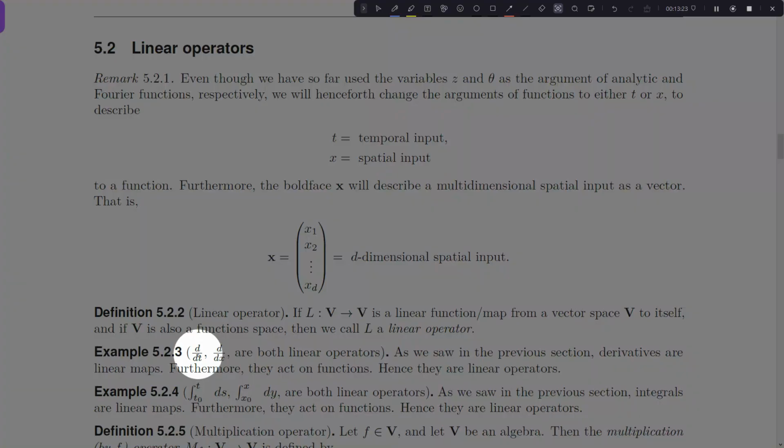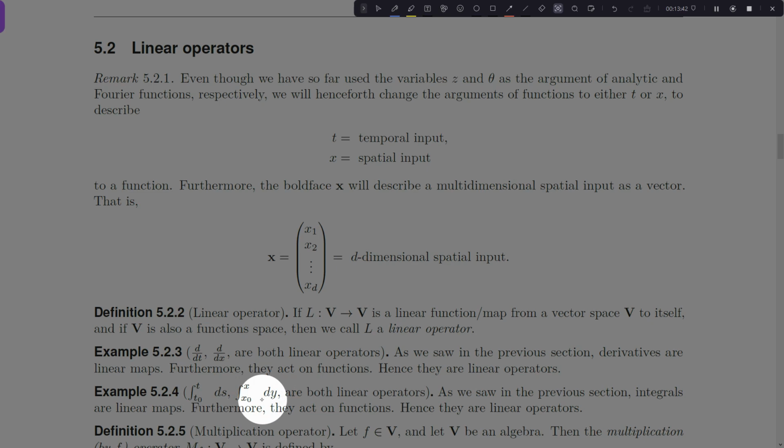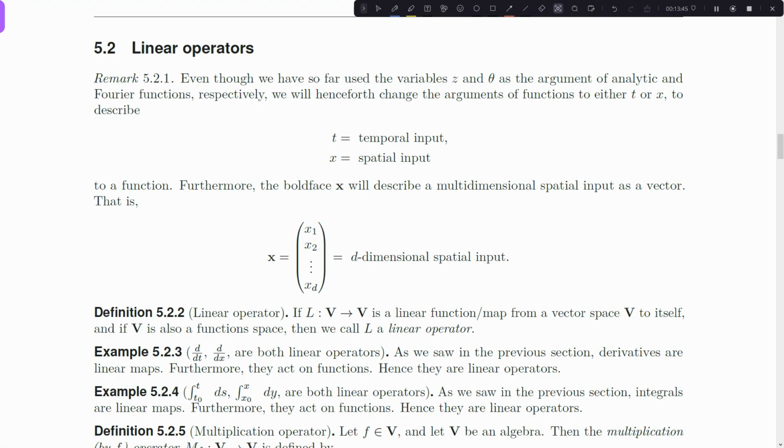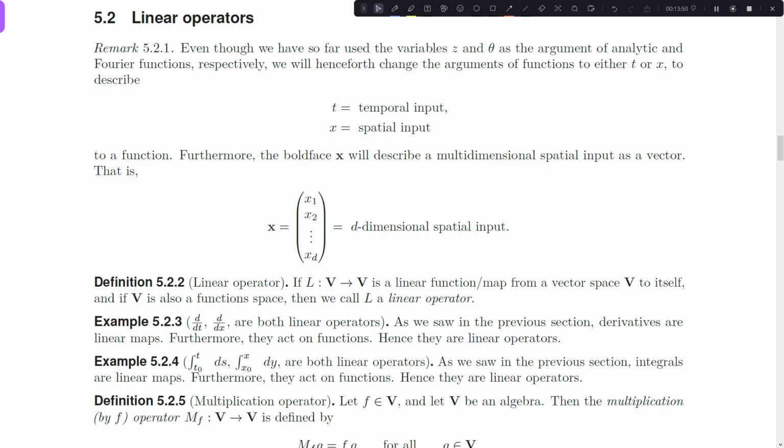So for example, derivatives are linear operators because not only are they linear maps, but they act on functions, right? So we've already computed that they're linear maps, and now we recognize that, yes, they act on functions, and that's what makes them linear operators. And then the same thing with our antiderivatives, okay? So this is how your antiderivatives would look in the x and t variables. Those are both linear operators as well.